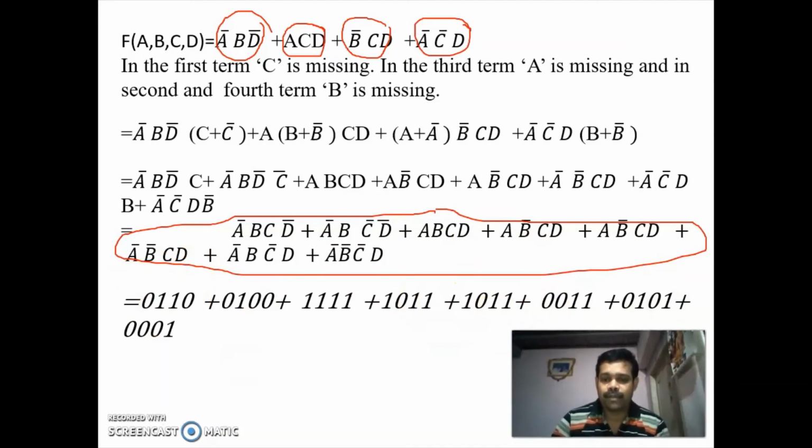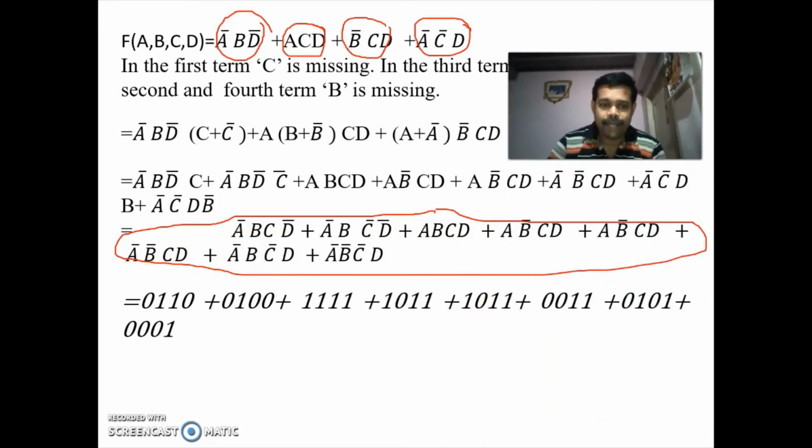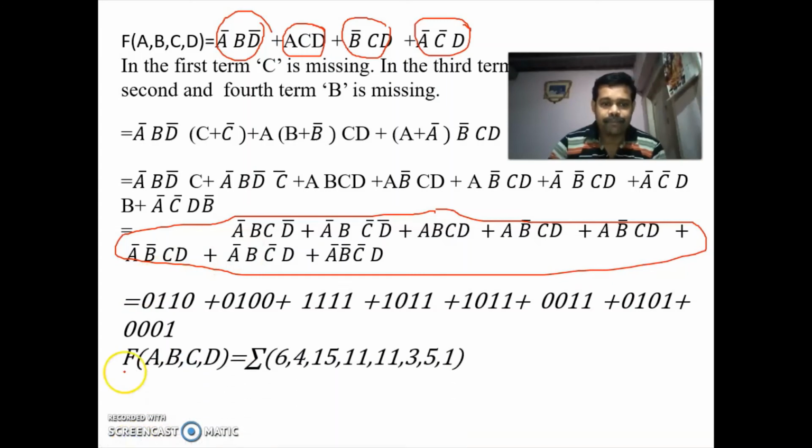Now what we are doing is we are giving binary values to these min terms. So after providing binary values, we are converting it into decimal. So 0110 is 6, 0100 is 4, 0111 is 7, 1111 is 15, 1011 is 11. So if a number is coming two times, you have to take only once. So then we got the min terms.